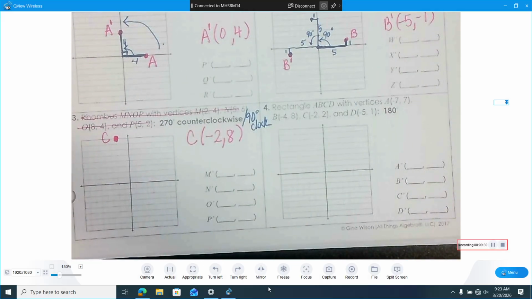Will you take a moment and see if you can do that? 90 degrees clockwise. Hello. Okay. Bye. Kinley, you're going. See you later.